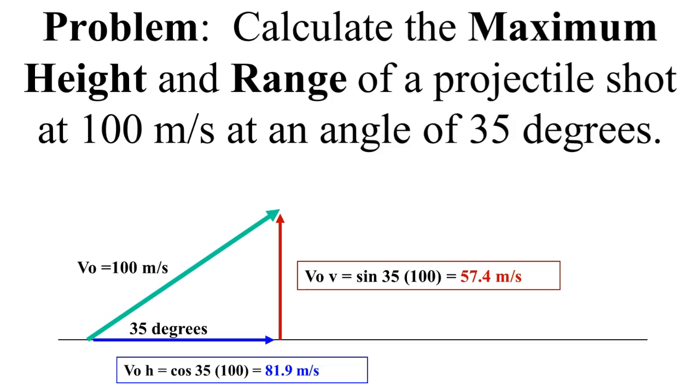The vertical leg, so the red leg in this case, is our vertical initial velocity. That's how fast this projectile is going when it leaves the ground, or when it's projected out. Horizontally, it's moving at 81.9 meters per second. So the shortcut is vertical: sine of the angle times the velocity. For horizontal, it's the velocity times cosine of the given angle.